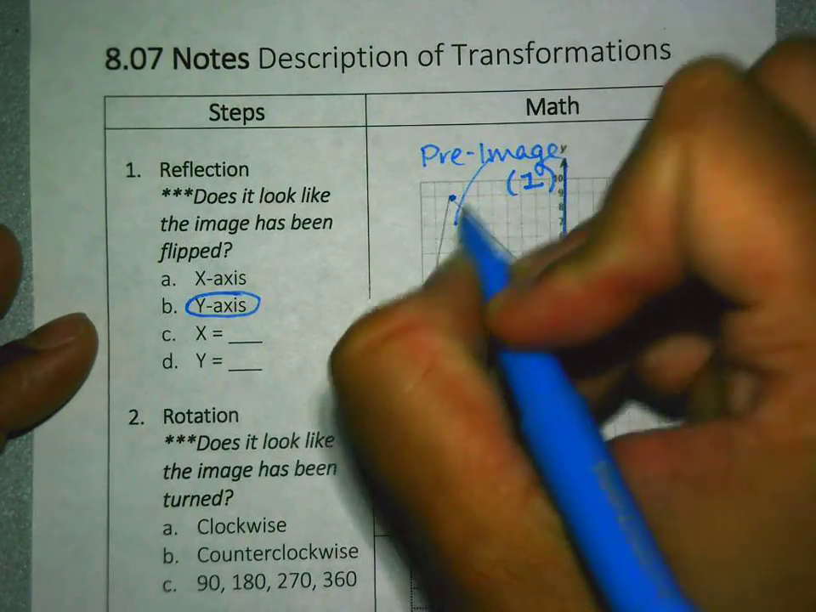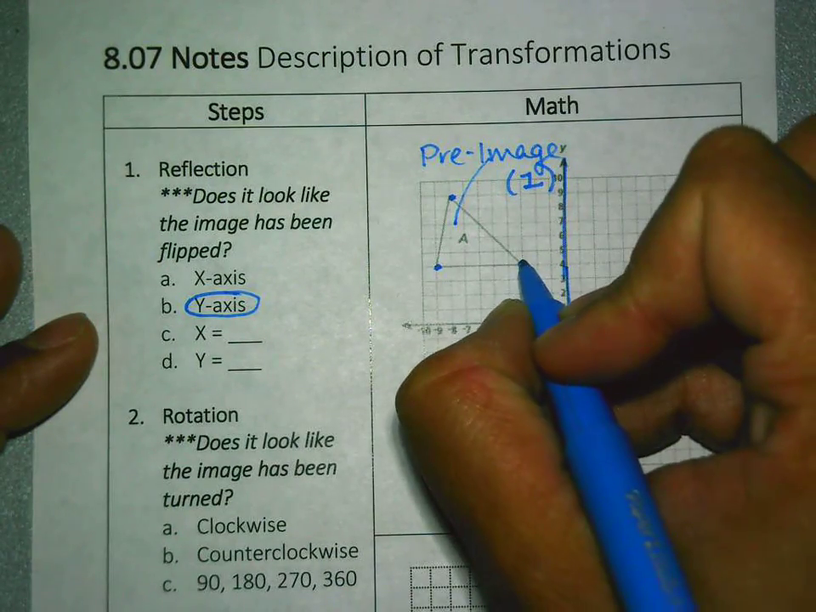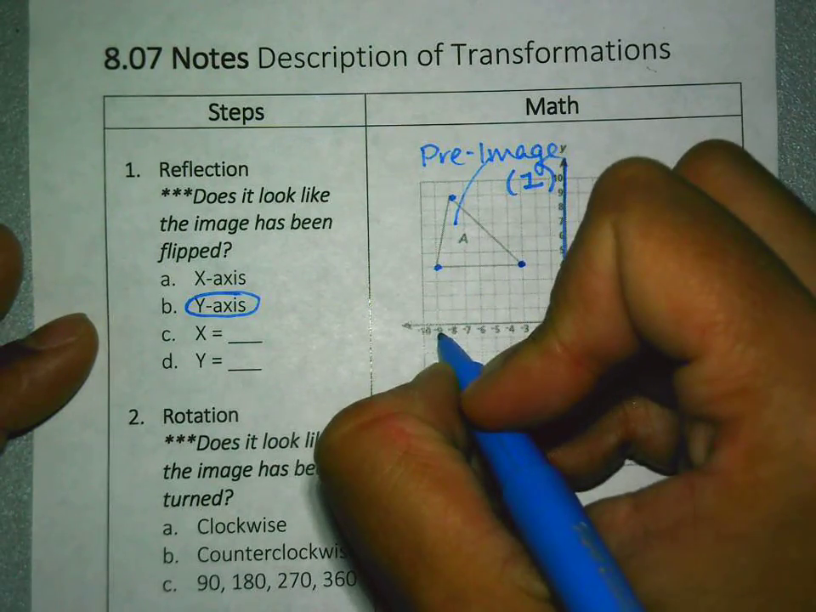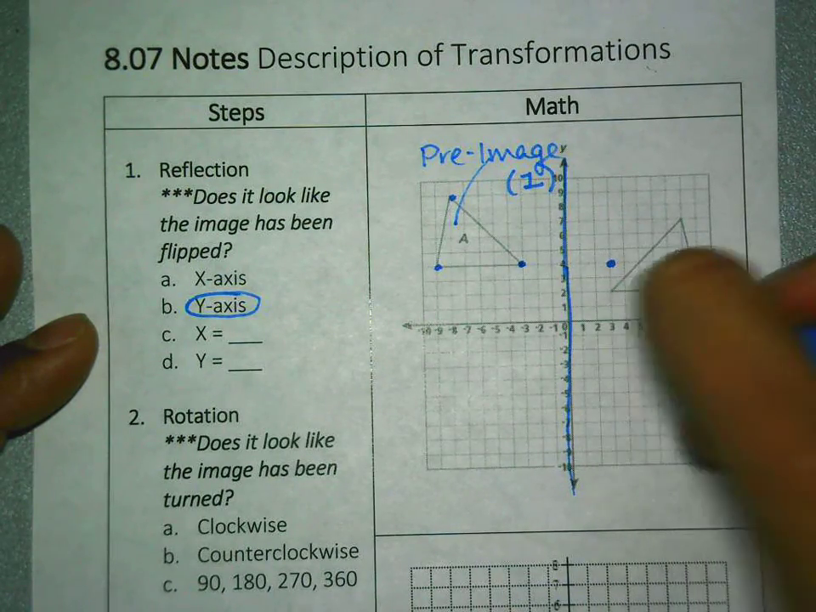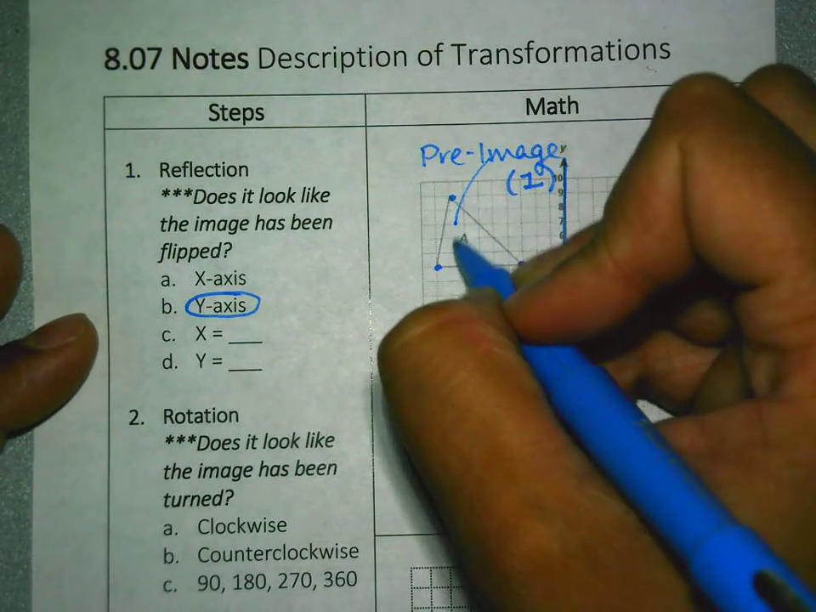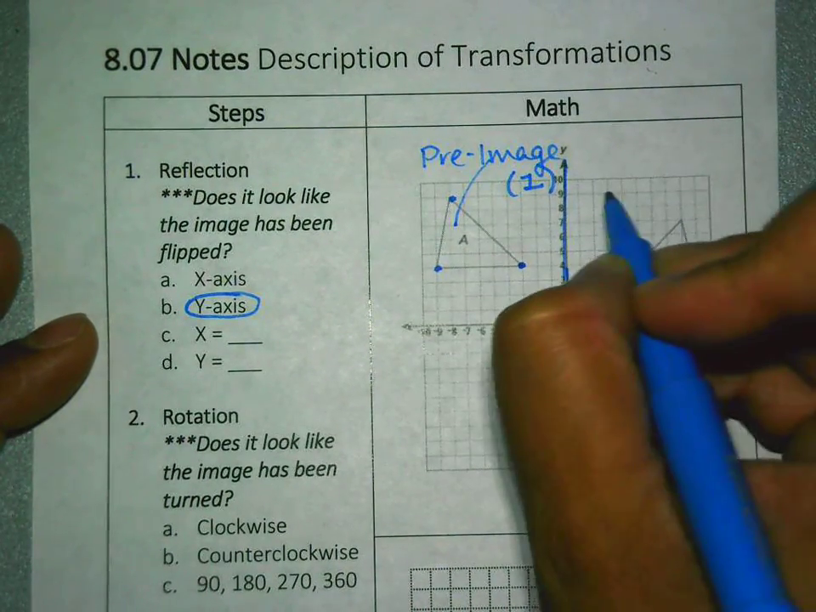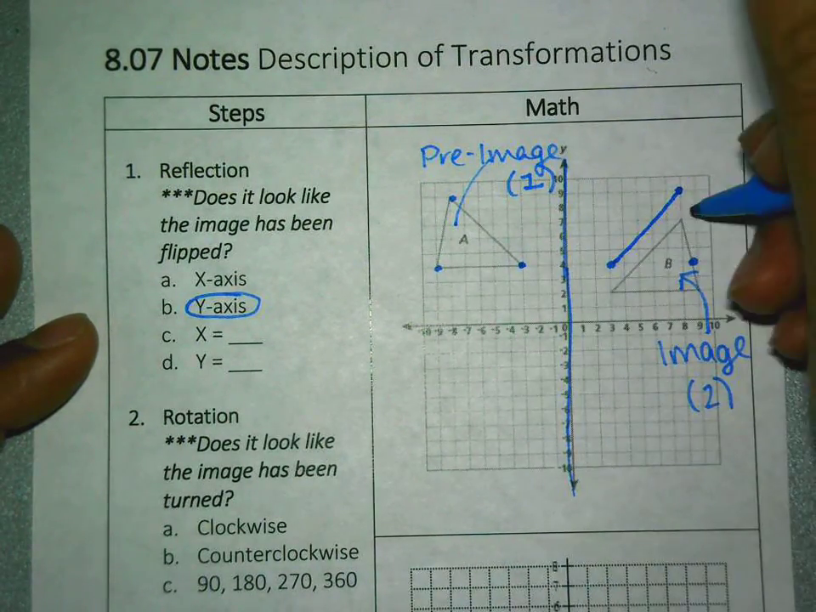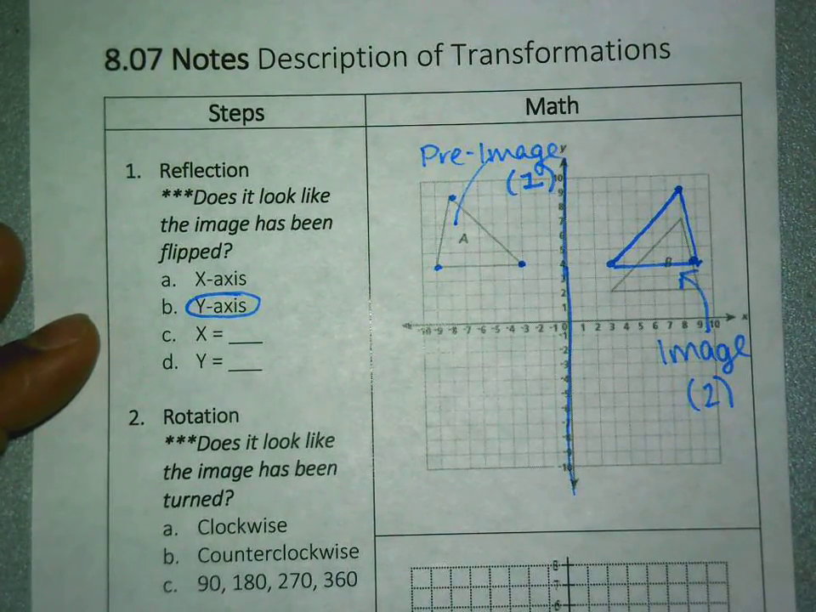So each vertex is going to be counted from left to right. So this point is 3 away, so we're going to go 3 in the opposite direction. This point is 9 away, so I'm going to go 9 in the opposite direction. And then this top vertex is 8 away. I see it lines up with 8 on the x-axis, so I'm going to go 8 in the opposite direction. And I'm going to draw my image. So I've reflected it across the y-axis.